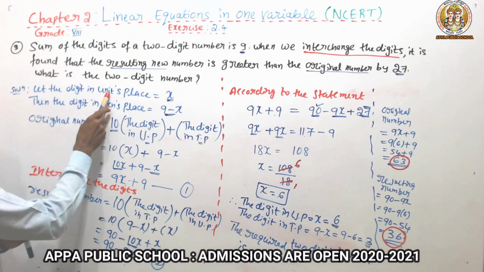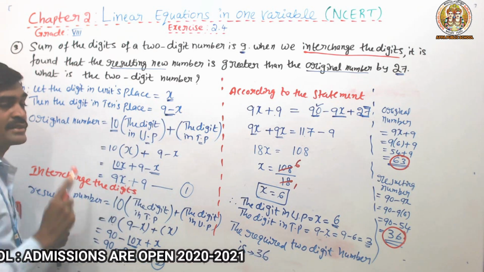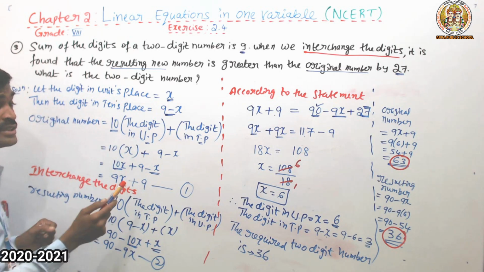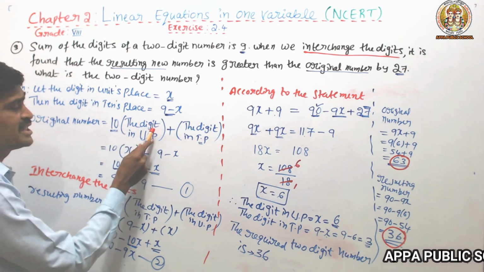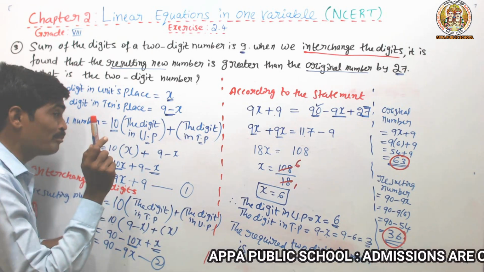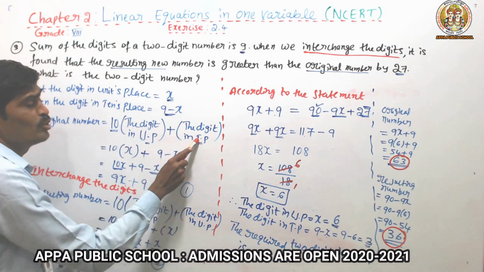Let the digit in units place be x, the digit in tens place be 9 minus x. Why are we multiplying by 10 here? Say confidently, because the place value of the tens place in a 2-digit number is 10. So we are multiplying 10 by the digit in TP, plus the digit in UP. My dear students, it is not compulsory. You can write with UP and TP first. You can change the value, TP first, then UP, no problem.